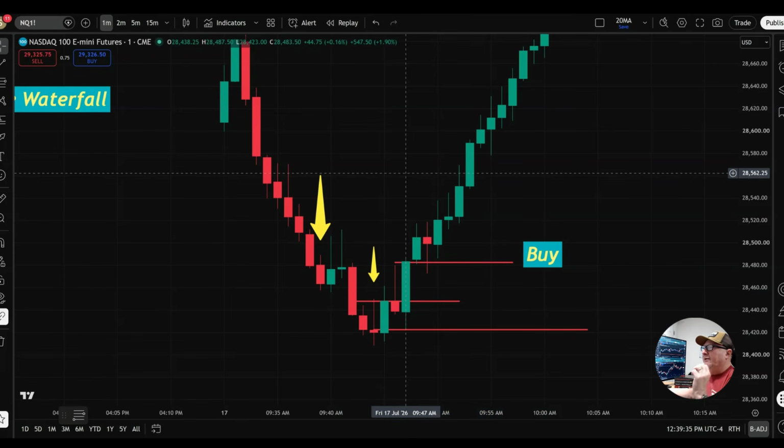Okay, so I've seen the move on the 2-minute chart. I've entered on the 1-minute chart. And now what I do is I flip to a 5-minute chart and I look for where the 20 simple moving average is on that 5-minute chart.